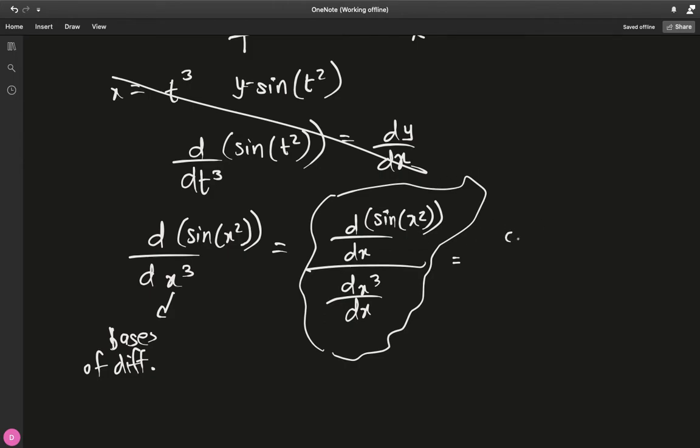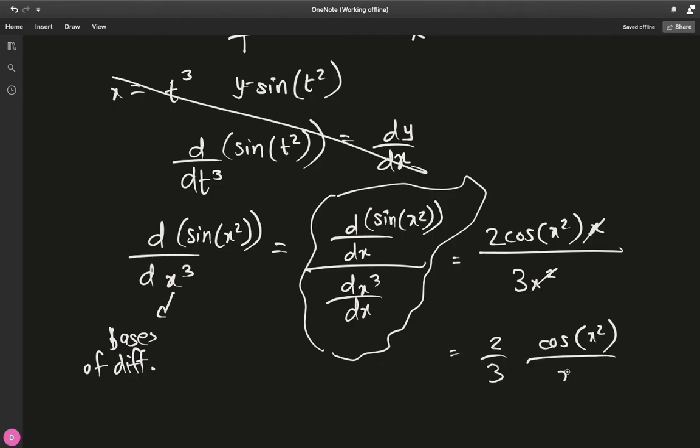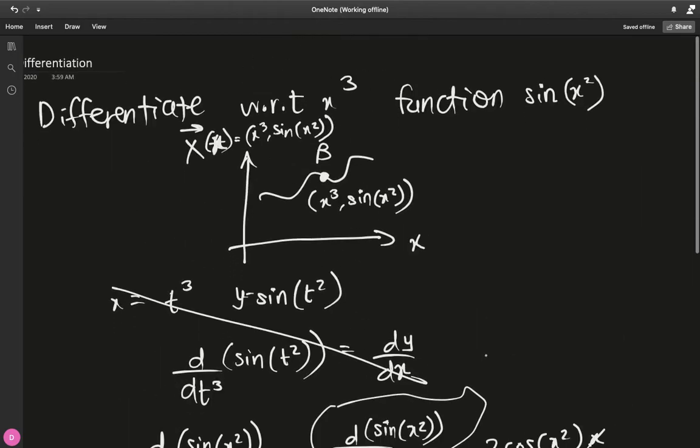Doing this is easy. So this will become cosine of x squared multiplied with 2x divided by 3x squared. So one of the x's will cancel out. We have 2 over 3 times cosine of x squared divided by x. That's basically what we needed to find.